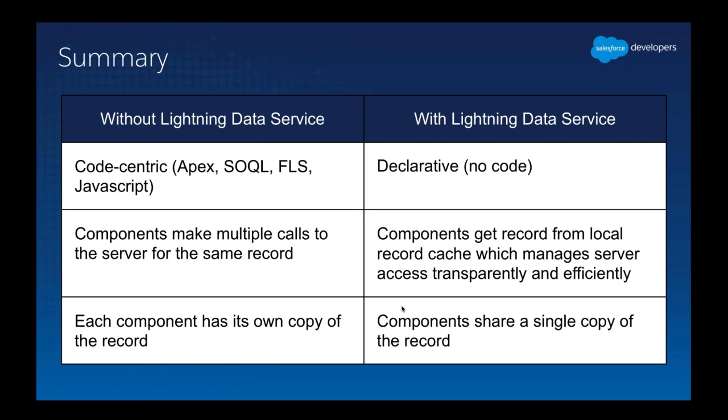In the traditional approach, you had a lot of code to write, not only JavaScript at the client side, but Apex, and if you wanted to do it right, there was a lot there: Apex, SOQL, field level security, and that kind of stuff. The second benefit of the Lightning data service is that, unlike the traditional approach where you make multiple calls to the server for the same data, in this case your components speak to a local client-side cache, and that client-side cache will manage communication with the server automatically and efficiently.